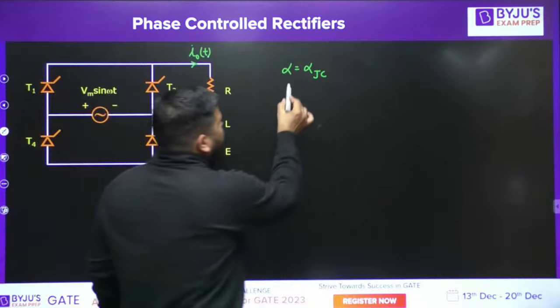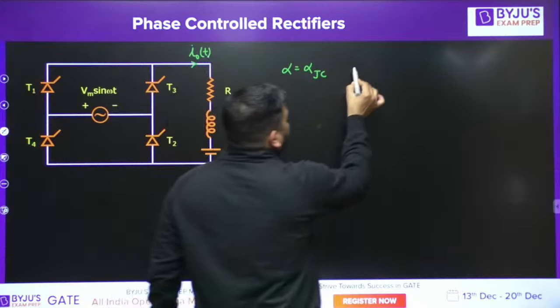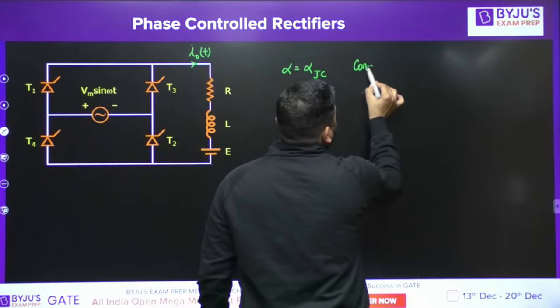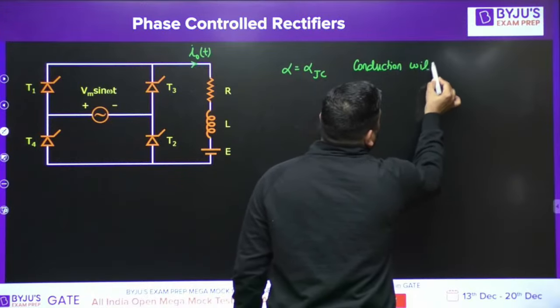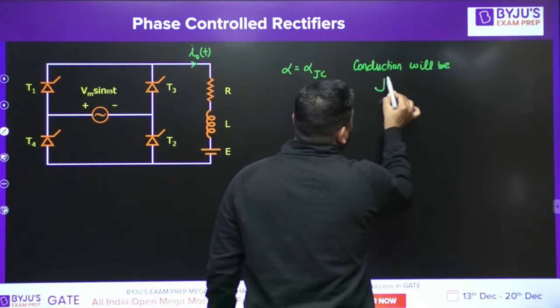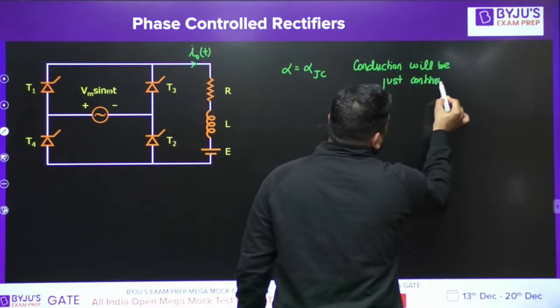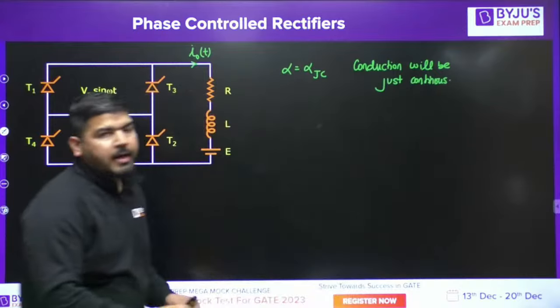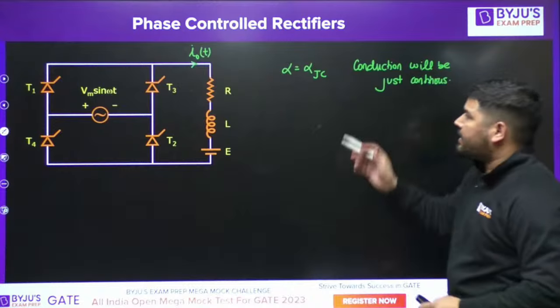So for alpha equal to alpha JC, conduction will be just continuous. You can calculate that alpha JC. I'll tell you how to calculate that alpha JC.